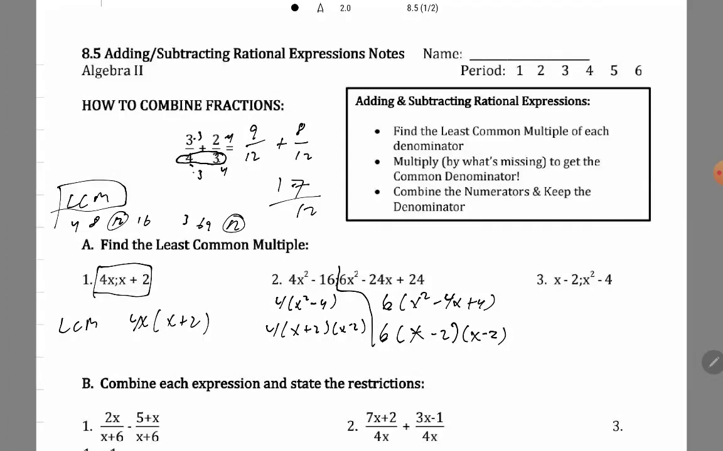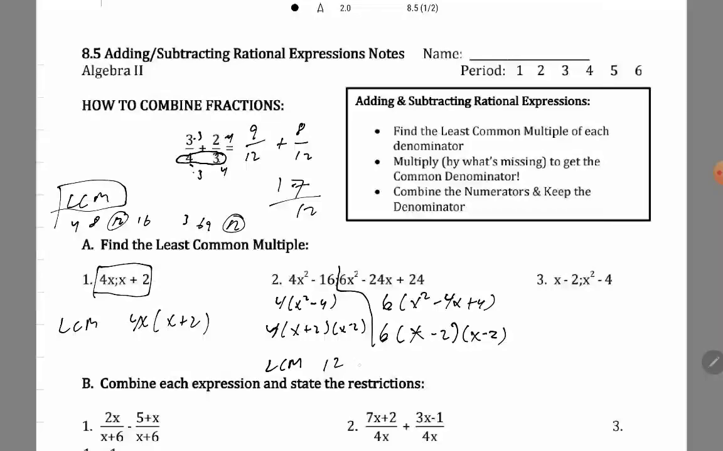So the lowest common multiple. Okay. So we look at the numbers first, 4 and 6. So instead of multiplying them together, remember, it's like what we did up here. Look at multiples of 4. Look at multiples of 6. The lowest common multiple is 12.